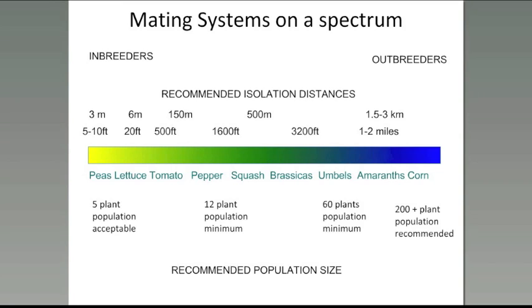So the minimums are different. I see Patrick and I have the same slide. That is such a good one.